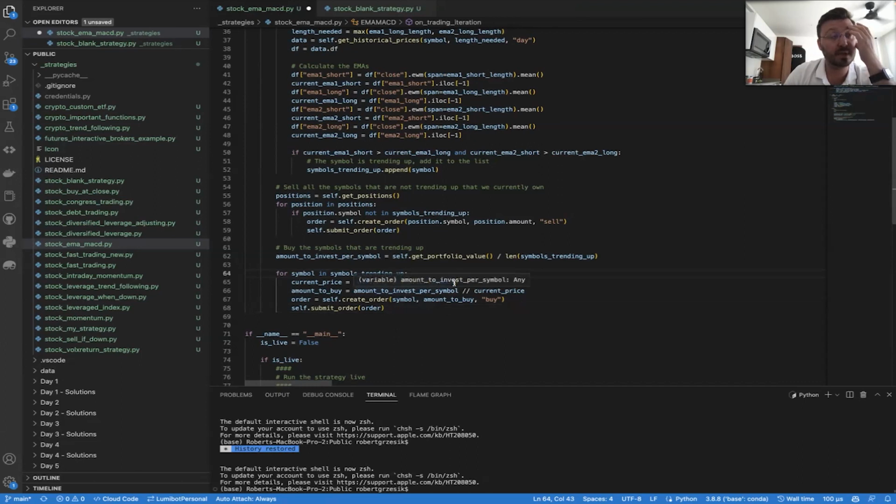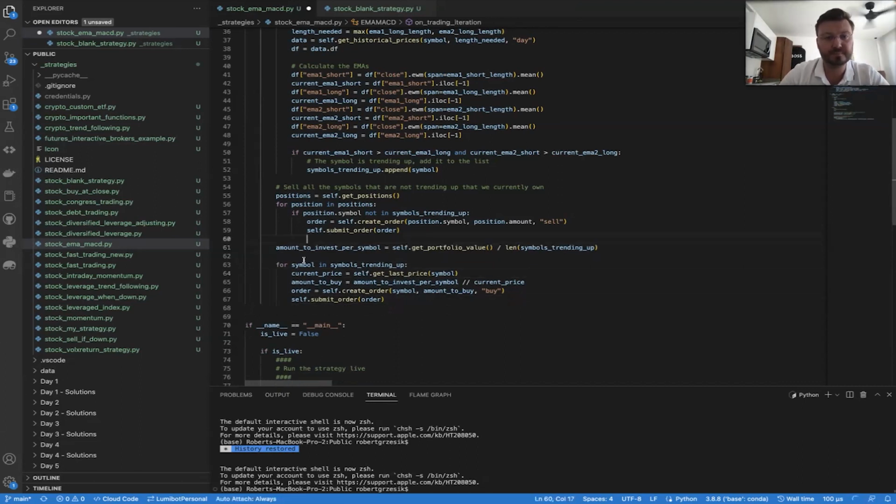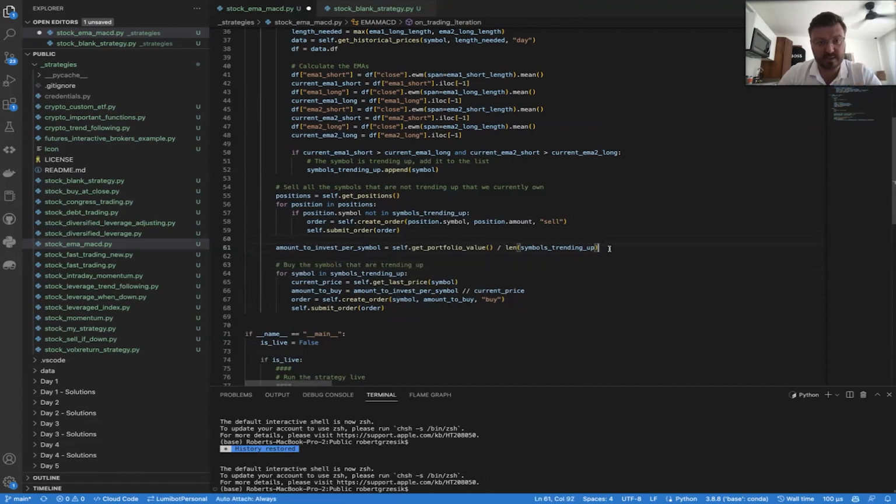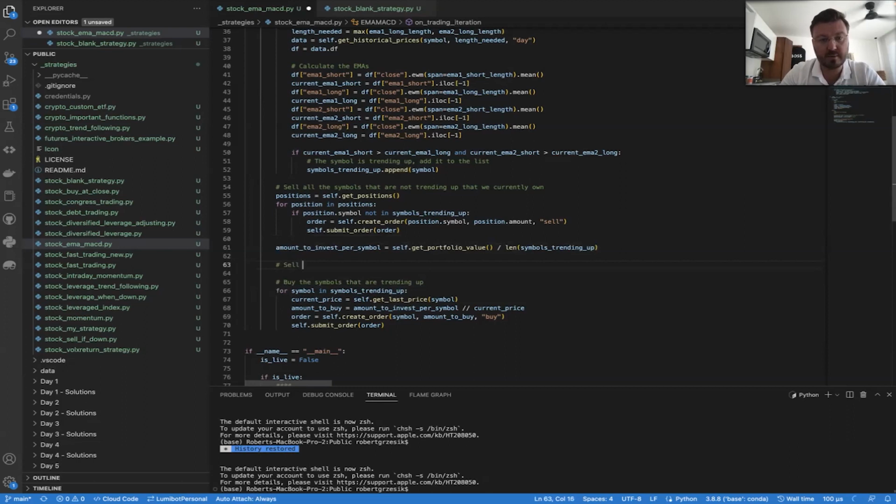Let me think about how to do that. We want to buy the symbols that are trending up. Okay, so first we want to go like this. We'll go sell.